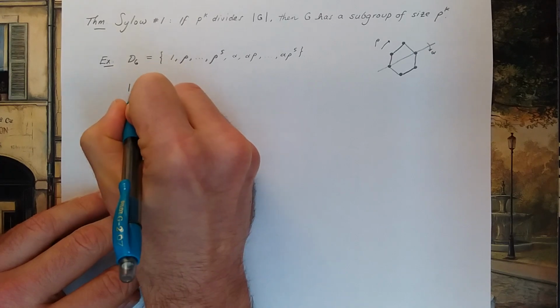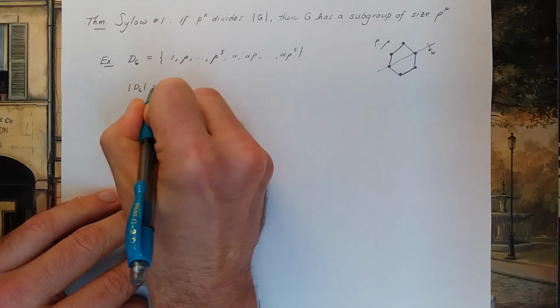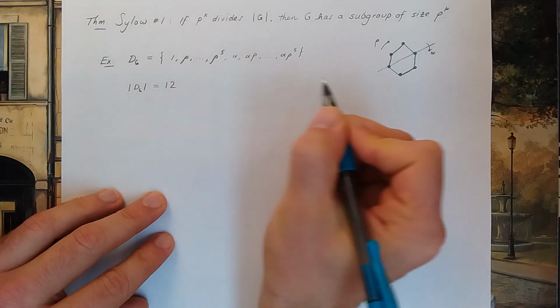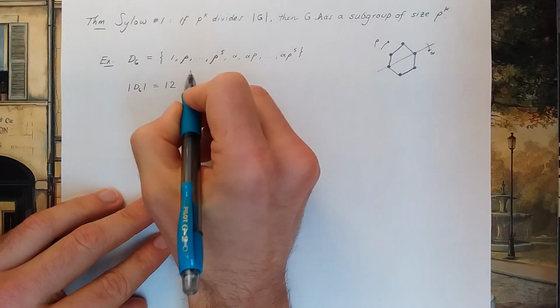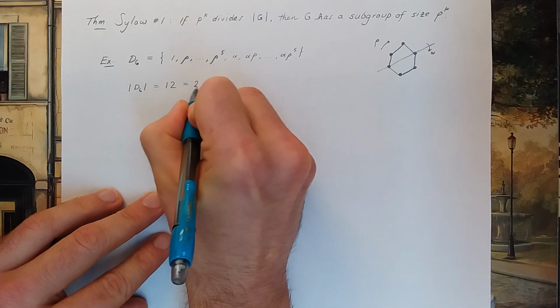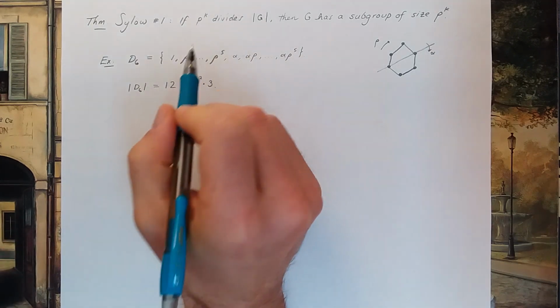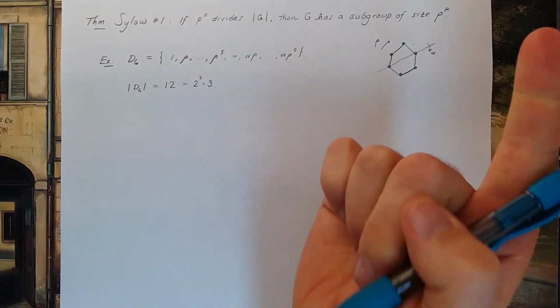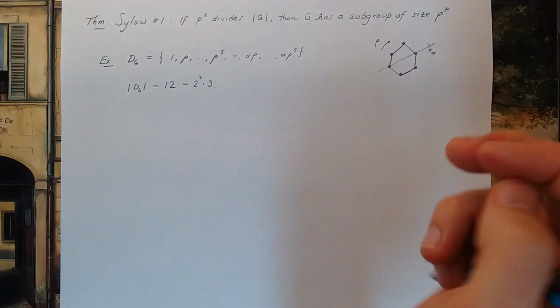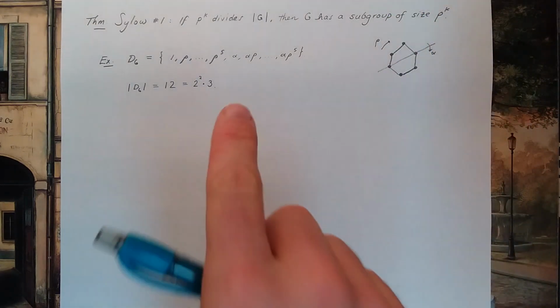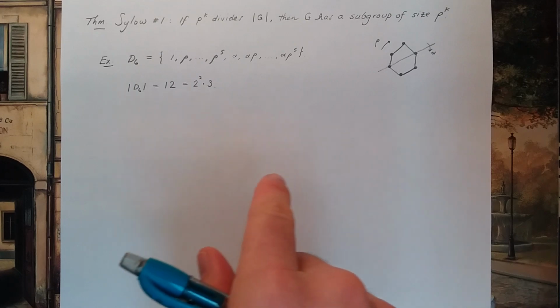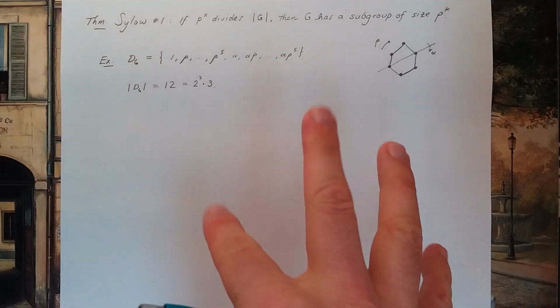The size of D6 is 12. 12 elements in the group. 12 is 2 squared times 3. So Sylow's theorem says there has to be a subgroup of size 2, there has to be a subgroup of size 2 squared, and there has to be a subgroup of size 3.